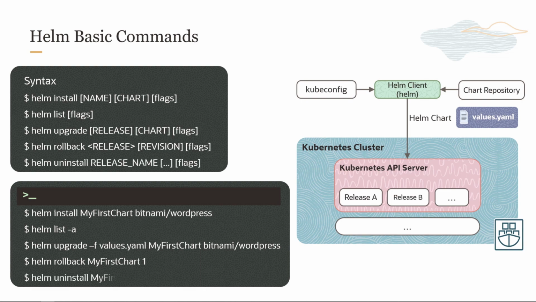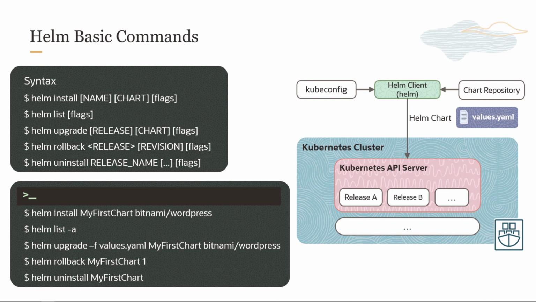And we have the Helm uninstall command. This command takes a release name and uninstalls the release. It removes all the resources associated with the last release of the chart as well as the release history, freeing it up for future use.